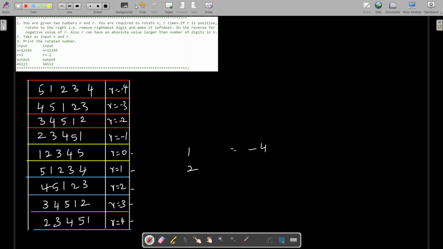Or else you can write like this. So your minus 1 rotation is equal to which one? Let's take 1 2 3 4 5, 1 2 3 4 5, it is equal to the fourth rotation. So your minus 2 rotation is equal to the third rotation, both are having the same value. So minus 3 rotation is equal to the second rotation, your minus 4 rotation is equal to the first rotation, right?